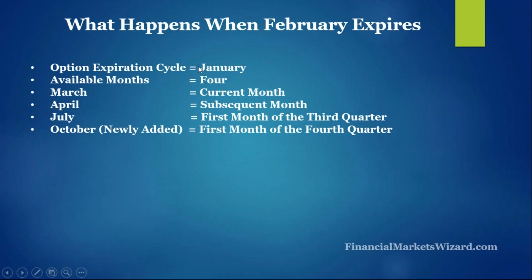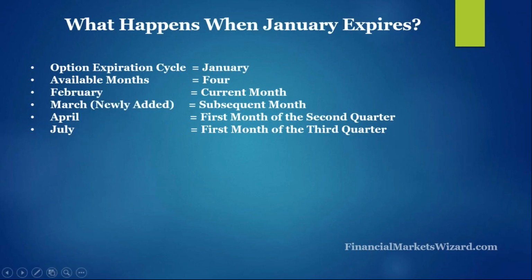This stock is assigned to the January cycle. We always need 4 months. We are in the month of March because February expires. So tomorrow, Monday, we will see no more February. We have March, which is the current month. April is the subsequent month. July is the first month of the third quarter. So October will be listed. Knowing what cycle the stock is in, you would know in advance that tomorrow October will be added, so you can take appropriate steps in your strategy.